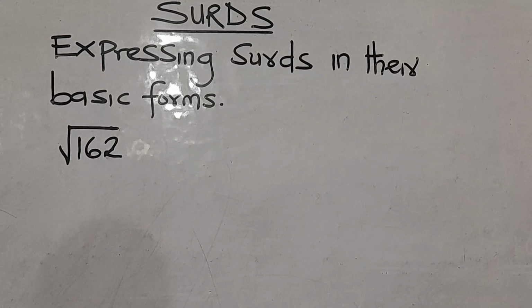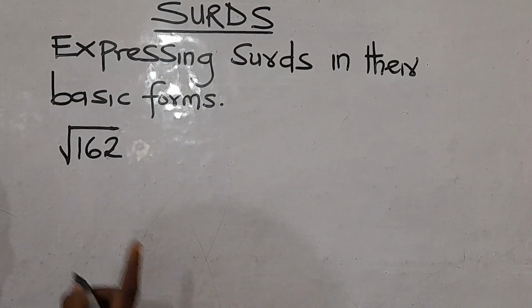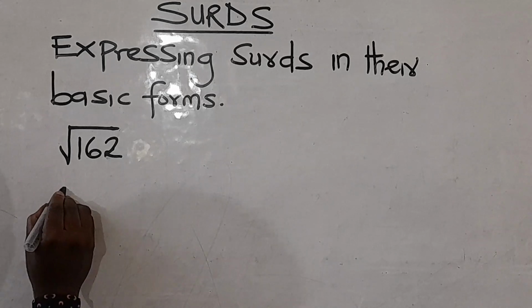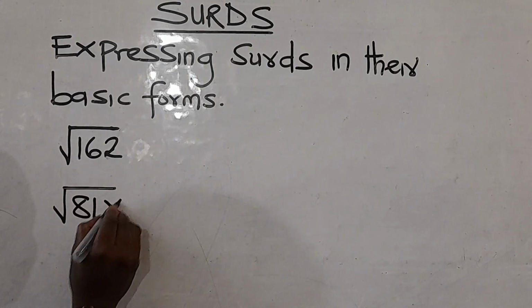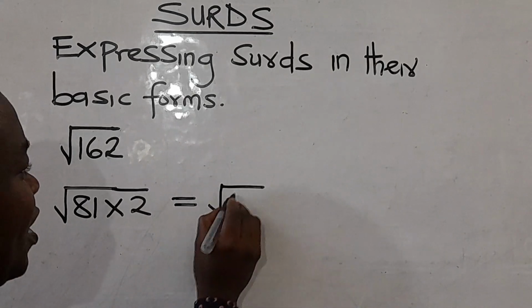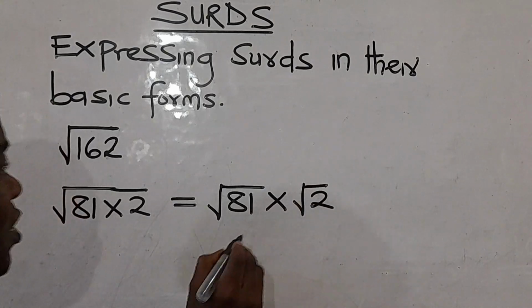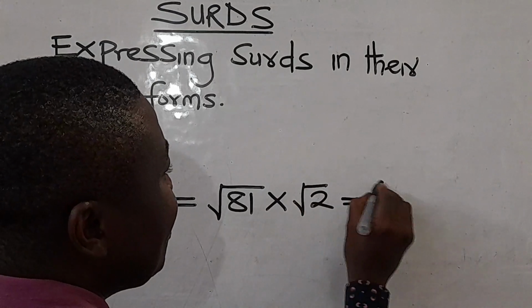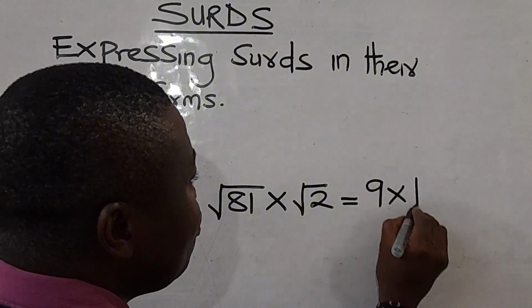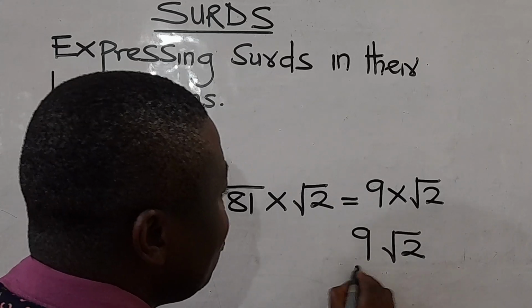Also, let's look at root 162. The highest square that can divide this is 81, meaning 81 times 2. So this is root 81 times 2, which is the same as root 81 times root 2. This gives us 9 times root 2, which is 9 root 2.